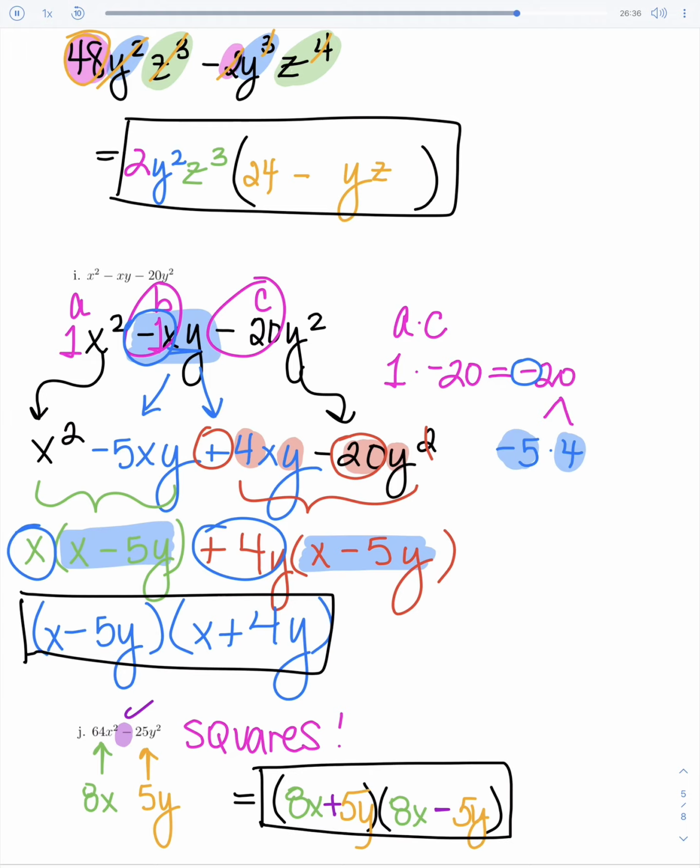Let's take a look at K. In K, we have 27.